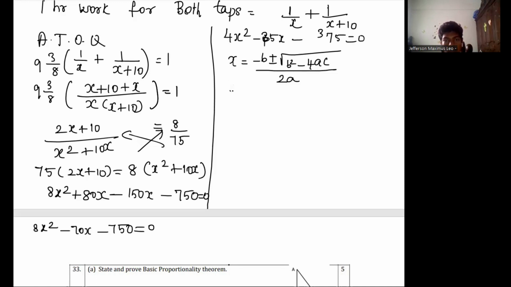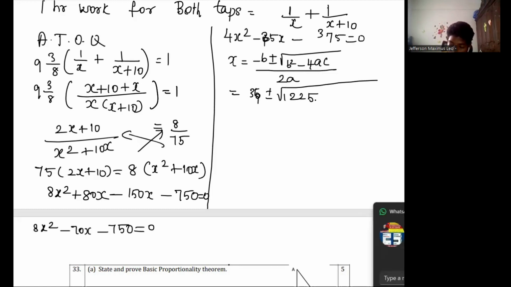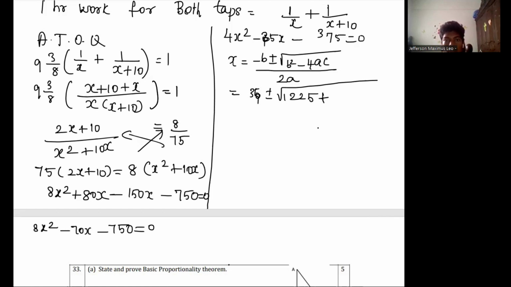Substitute all terms. So minus b. Already b is minus 35, so 35. Plus or minus root of b square. 35 square is 1225. Correct? Are you sure? I am sure. Yes, ma'am. Minus 4ac. Already here c has a minus sign, so it will become a plus sign. 4 fours are 16. 16 times 375.